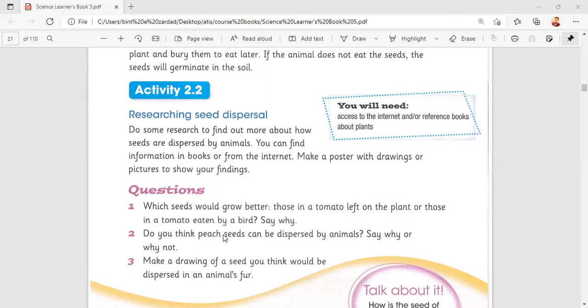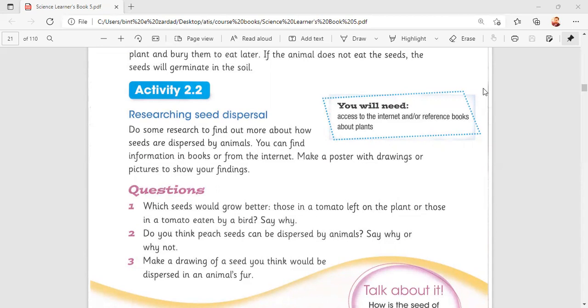Which seeds would grow better? Those in a tomato left on the plant, or those in a tomato eaten by a bird? Say why. Obviously, the seed eaten by a bird. Or you can say those in a tomato eaten by a bird. This option is correct: the second one, those seeds eaten by a bird.